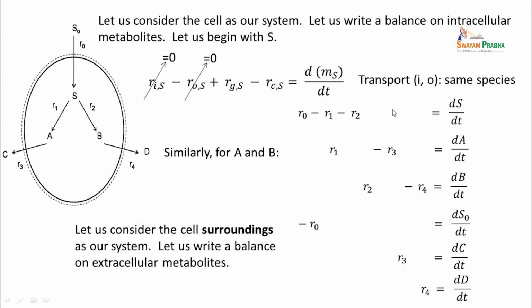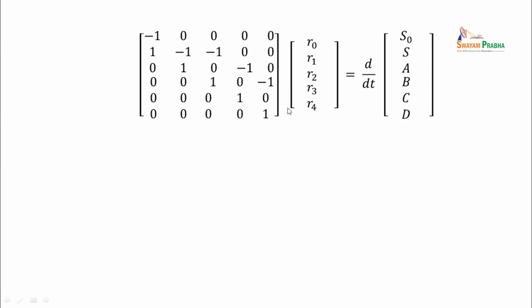So now the reason for me writing it this way is that, can you see a matrix evolving here? I've just lined up R0s, R1s, R2s, R3s and so on. So the set of these equations can be written in a compact form as this. Our first equation, we'll write it in this order: S0, S, A, B, C, D. The way we do matrix multiplication, right? This term into this term, plus this term into this term, plus this term into this term, plus this term into this term, plus this term into this term equals this term.